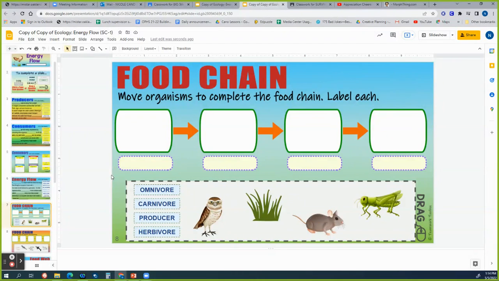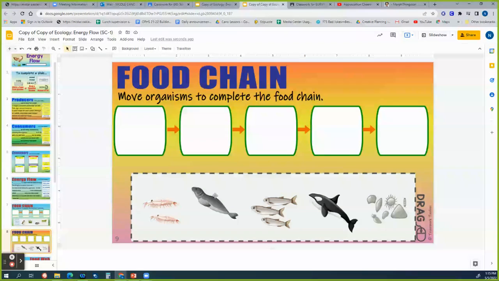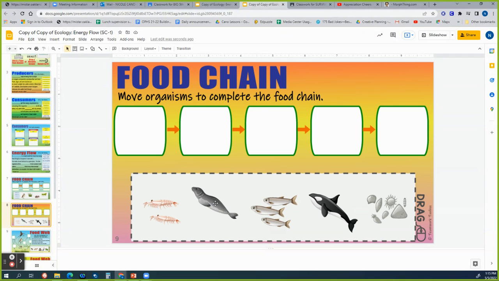For more information on food chains, again, if you have forgotten, you may reference your book, Chapter 4, Section 1, Chapter 4, Section 2. So you are going to drag and drop these pictures where you feel they need to go, and then you are going to label them as either omnivore, carnivore, herbivore, or producer. Okay? Create a food chain. Number 8, same idea. Primarily, this is an aquatic food chain. So again, same idea. Drag and drop in terms of the level of organization for that food chain.